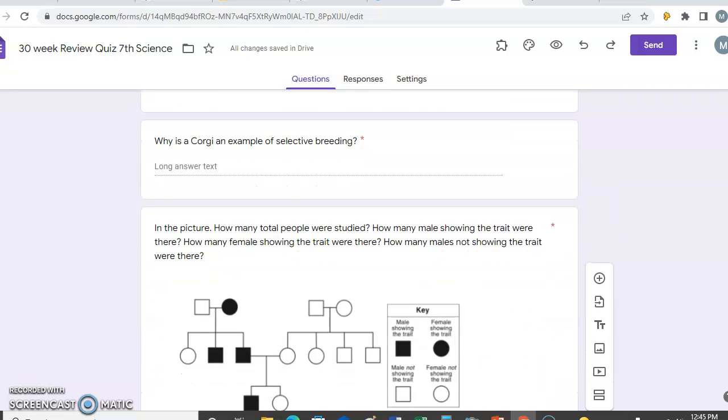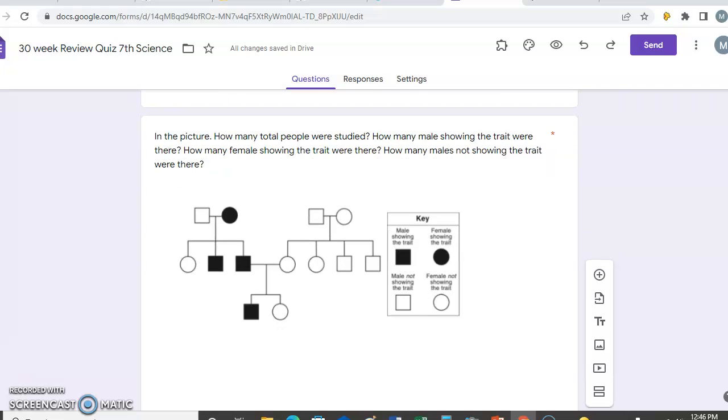All right. So why is a corgi an example of selective breeding? Okay. So if you want an animal with long hair, you're going to make sure those parents have long hair. If you want a kid that looks small, you're going to have parents that are small, especially with dogs. So a corgi is actually a combination of two other types of dogs, and they both have traits of the corgi that we see.